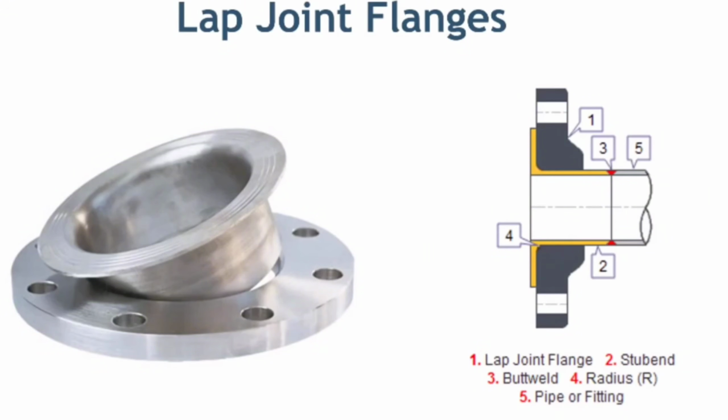Lap joint flanges are very similar to slip-on flanges. But lap joint flanges include a radius at the intersection of the flange face and the bore to accommodate the flanged portion of the lap joint stub end, making it only compatible to lap joint stub ends. Lap joint flanges are available in standard dimensions like other flange types.